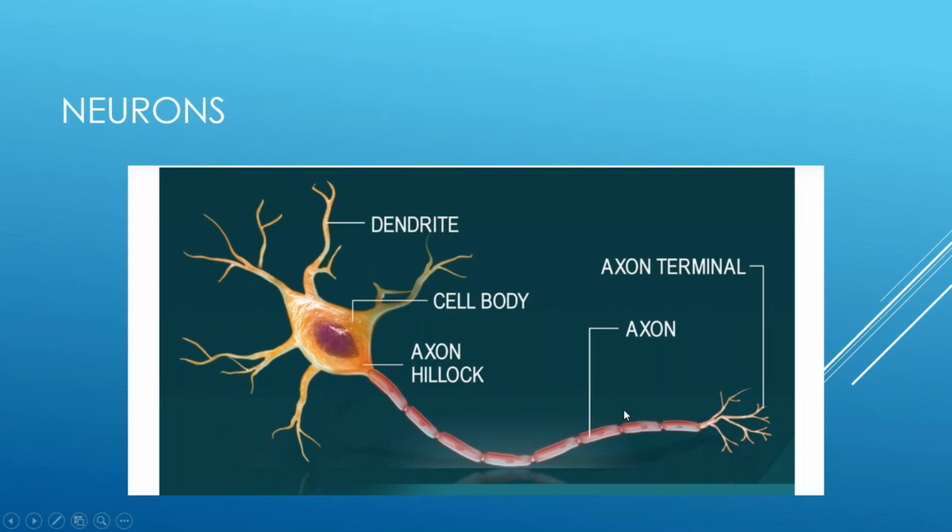And this little guy is called the node of Ranvier, and their job is to make the signal go quicker. So with people with multiple sclerosis, what happens is these fat cells start to degenerate, and then the signal becomes much slower.